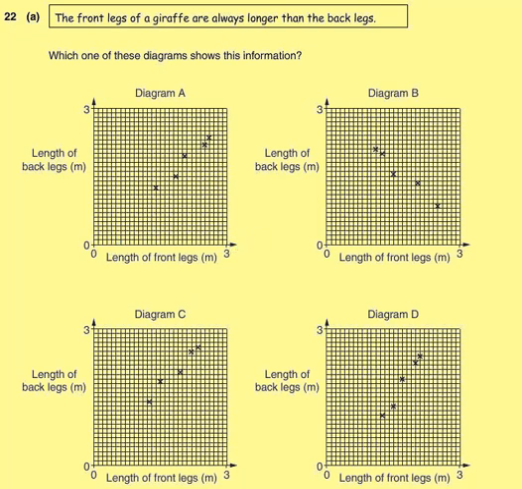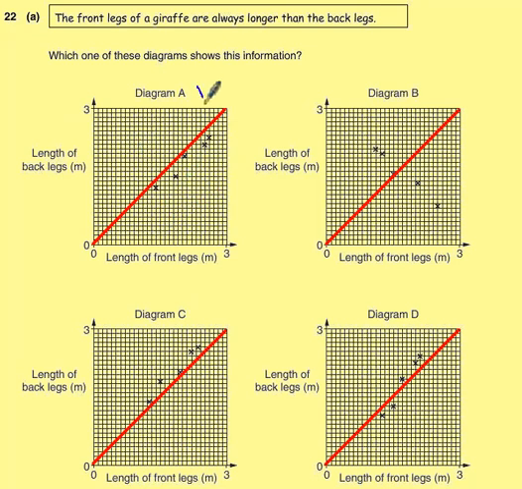So if we draw a diagonal line that goes from (0, 0) to (3, 3), everywhere on that diagonal red line, the length of the back legs would actually be equal to the length of the front legs. So if we do that for all 4 of the graphs, we can see we're looking for the points to satisfy the information that the front legs of a giraffe are always longer than the back legs. We need the points to be located always below the line, so the length of the front legs will always be longer than the back legs.